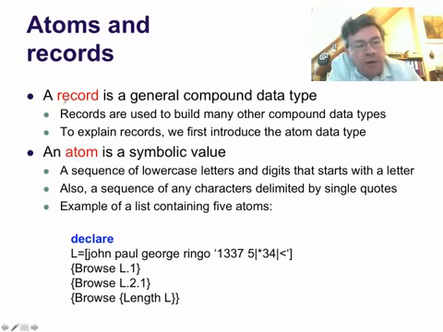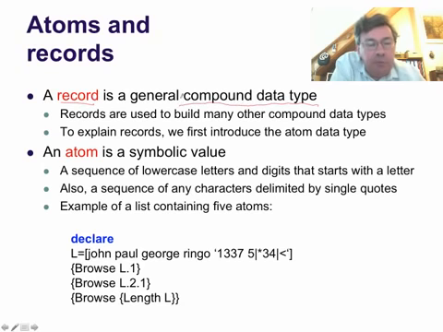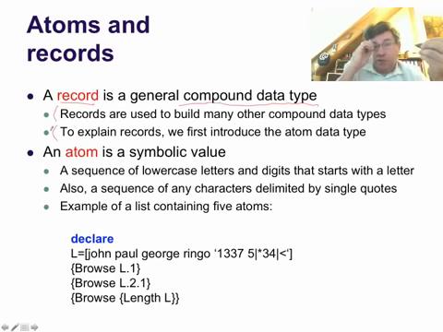Also, a record is going to be a compound data type. So records are, in some sense, the general compound data type, and we will build the other compound data types using records. To explain records, let's first introduce an even simpler type called the atom.